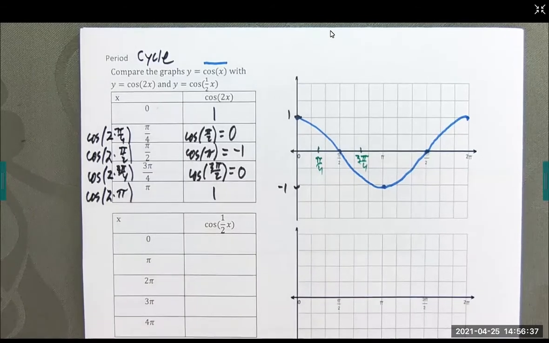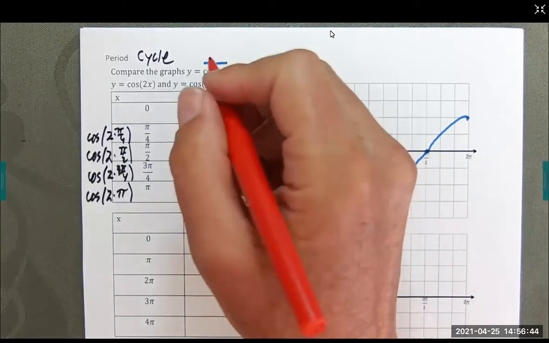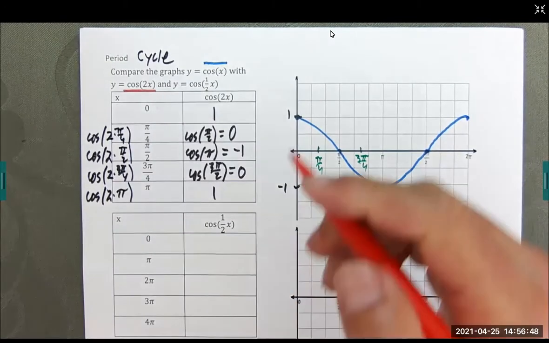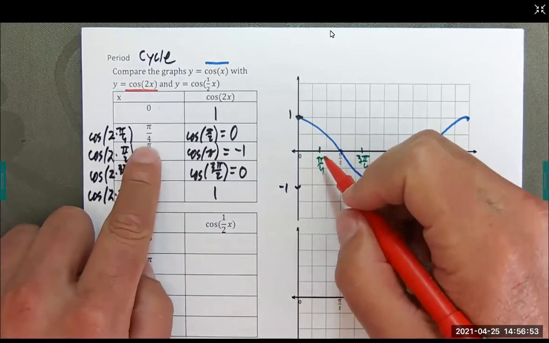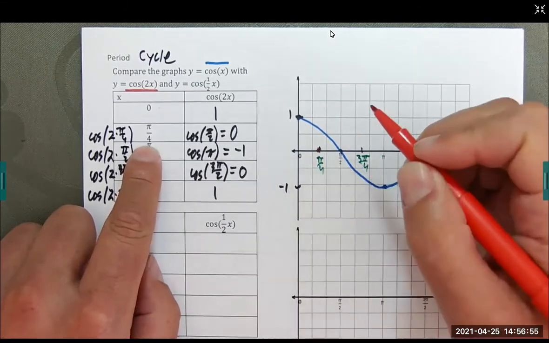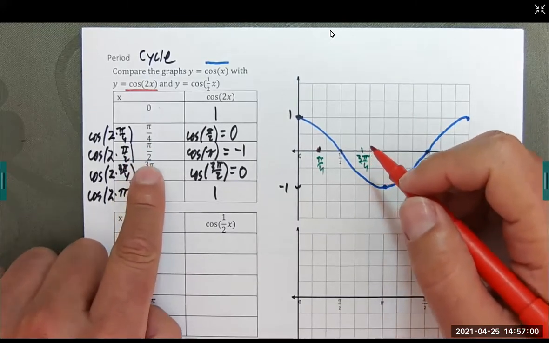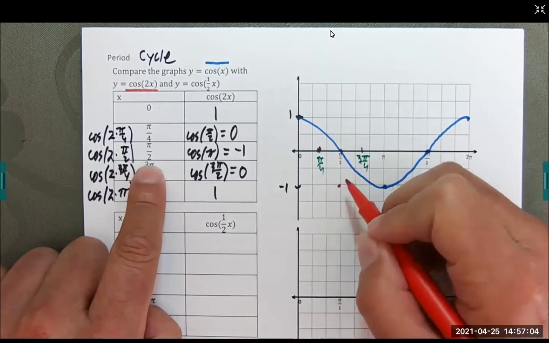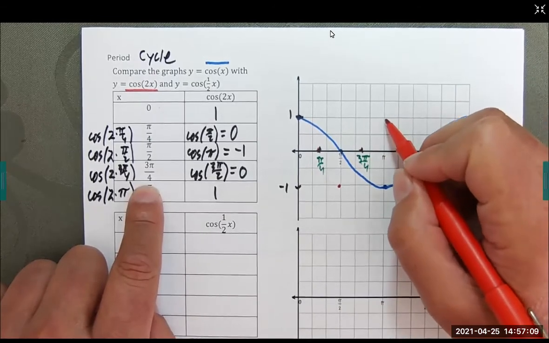So how is this going to affect us? Well, I'll take the red. I'm going to mark it out. So we start again up at 1. At pi over 4, I'm down to 0. And at pi over 2, which is here, I'm down to -1. At 3 pi over 4, I'm back to 0. And at pi, I'm back up at 1.